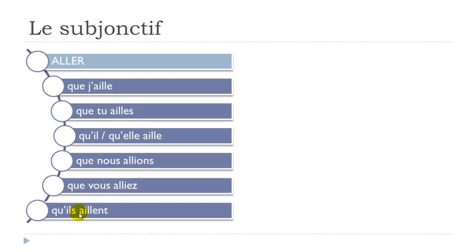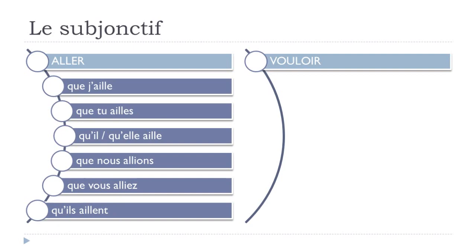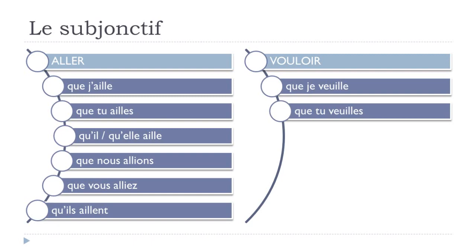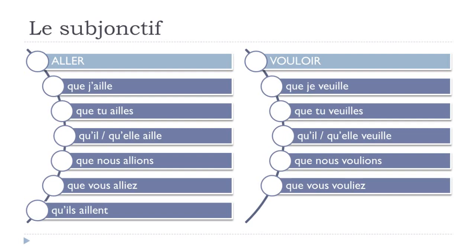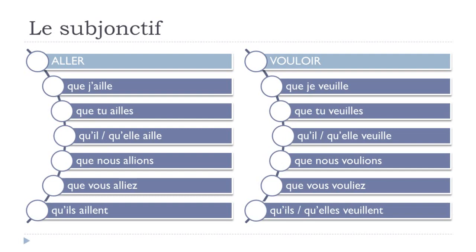All right, and the other tricky verb is vouloir, to want: que je veuille, que tu veuilles, qu'il veuille, qu'elle veuille, que nous voulions, que vous vouliez, qu'ils veuillent, qu'elles veuillent. Same thing here, we have quite an important difference between the je, tu, il and nous, vous, okay? Que je veuille, que tu veuilles, qu'il veuille, qu'elle veuille, que nous voulions, que vous vouliez.